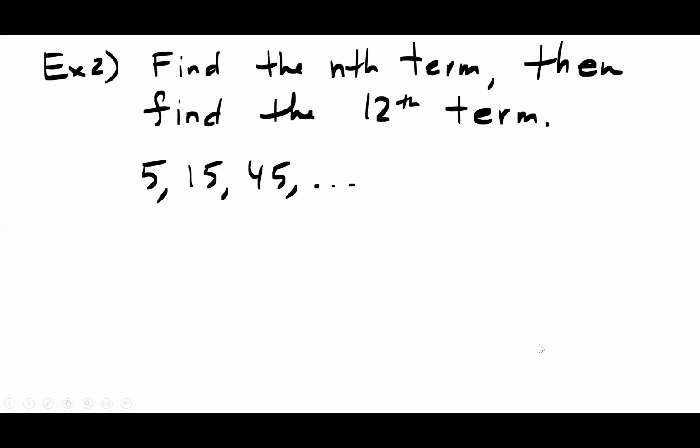Okay, so let's jam. First of all, I need to find the ratio. 15 divided by 5 is 3. Done, right? Just to make sure this is a geometric form, 45 divided by 15 is still 3. Yes, our R value is 3.